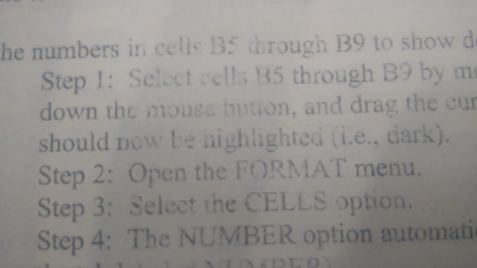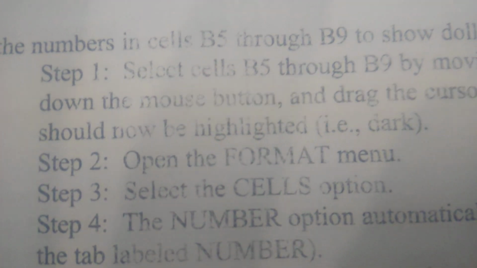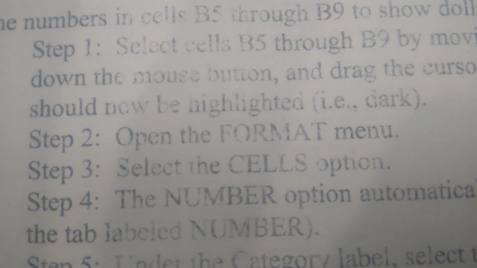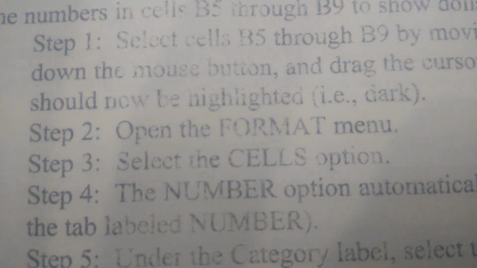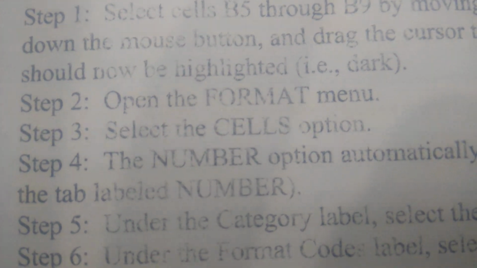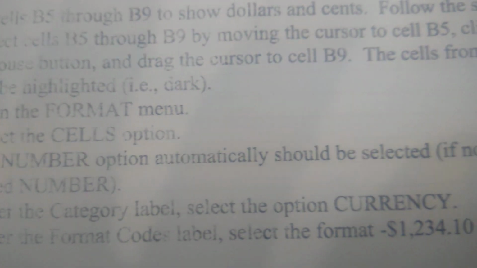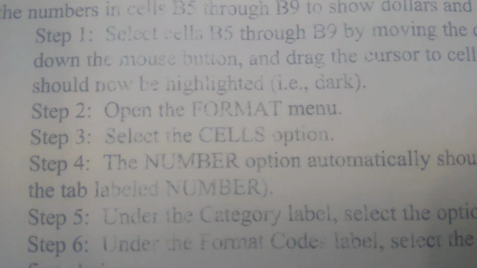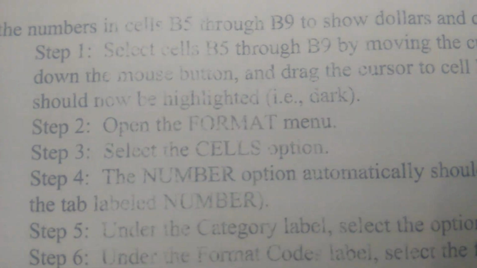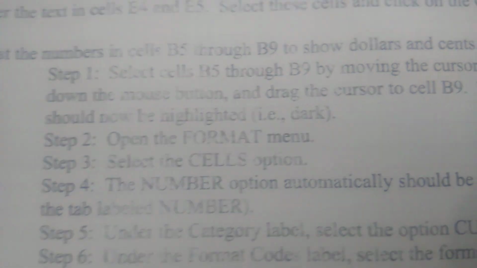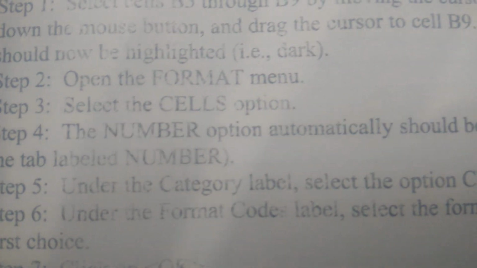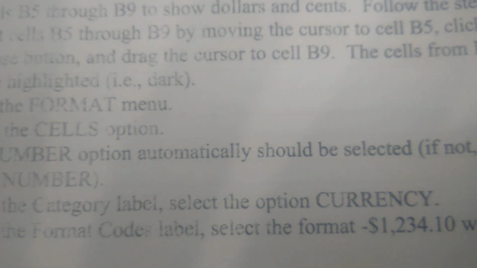They'll be darkened. And then in step number 2, open the format menu. Step 3, select the cells option. Open the format menu, and then in there you will be seeing the cells option, and then you need to select that cells option. In step 4, the number option automatically should be selected. If not, click on the tab labeled number. So in the cells option, the number option is usually automatically selected, but if it's not, then you need to select this number option.